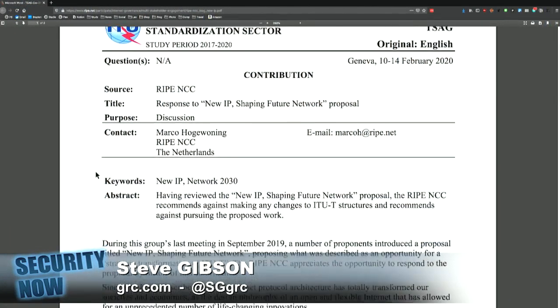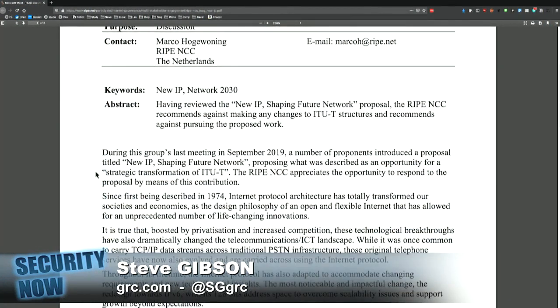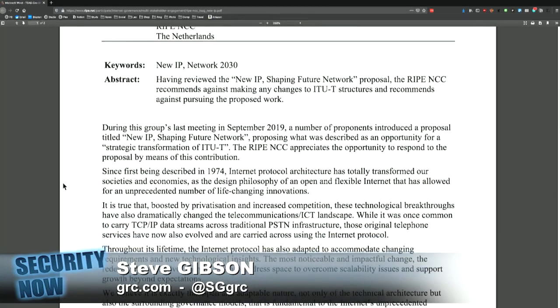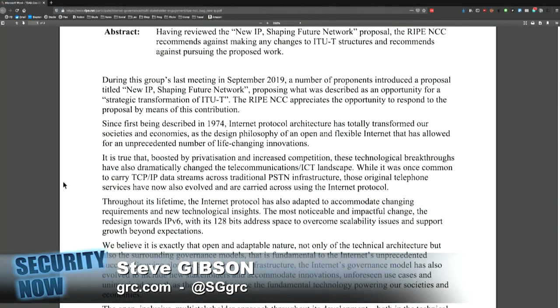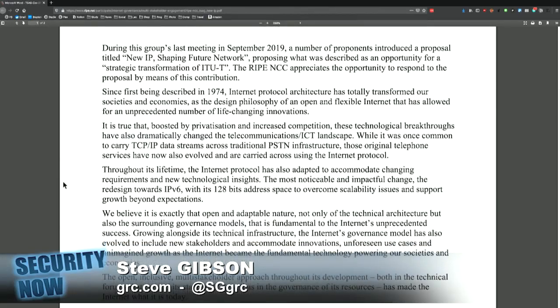It reads, "During this group's last meeting in September 2019, a number of proponents introduced a proposal titled New IP: Shaping Future Network, proposing what was described as an opportunity for a strategic transformation of the internet. The RIPE NCC appreciates the opportunity to respond to the proposal by means of this contribution.